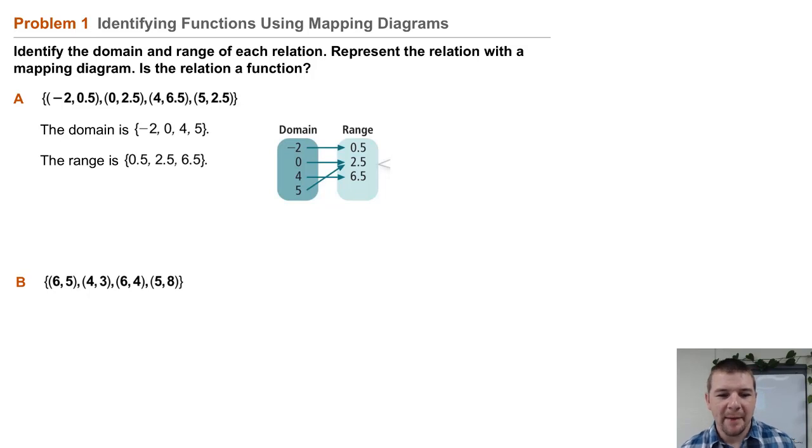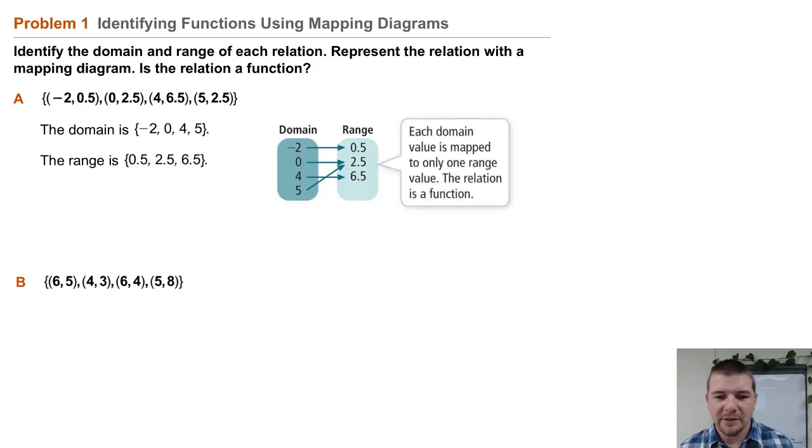To show the relation as a mapping diagram, we move to the right. We use this kind of elongated rectangle for the domain, another elongated rectangle for the range. Input the domain values in the domain rectangle from least to greatest, and then the range values in the range rectangle, and then use arrows to represent how the values or elements from the domain are mapped to values in the range. Note that each domain value is mapped to only one range value. That means the relation is a function.